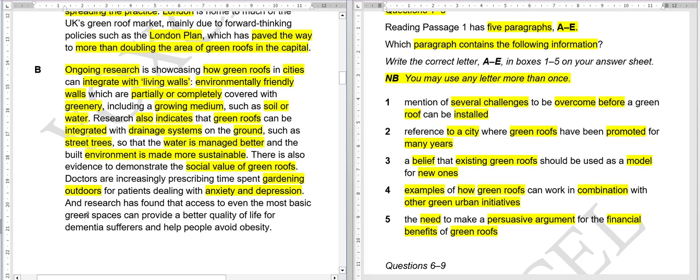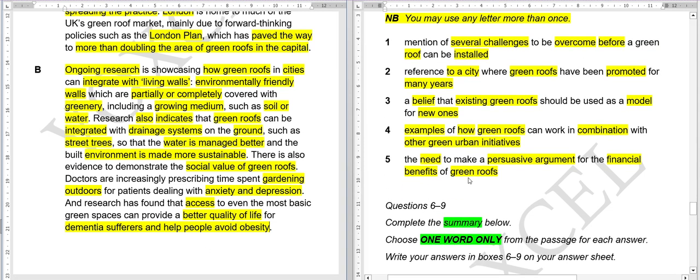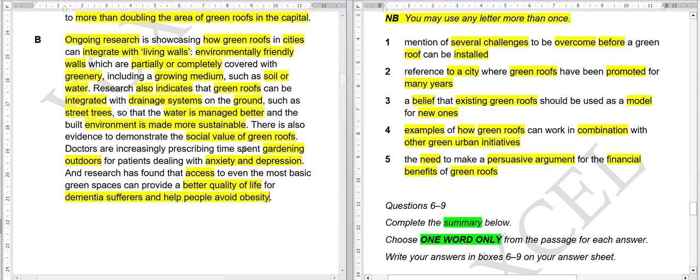And research has found that access to even the most basic green space can provide better quality of life for dementia sufferers and help people avoid obesity. So these are also the benefits for people if they go to any green space or do gardening or something like that. I hope the paragraph is clear. Now you will have around 10 seconds to tell me whether there is any answer or answers from question 1 to 5 in paragraph B, and the time starts now.